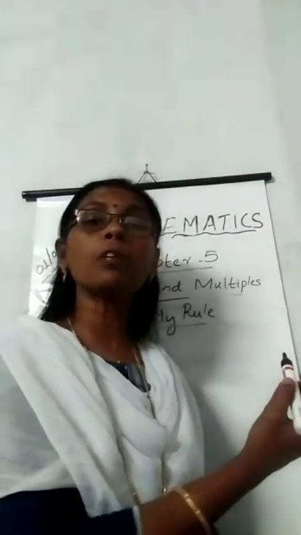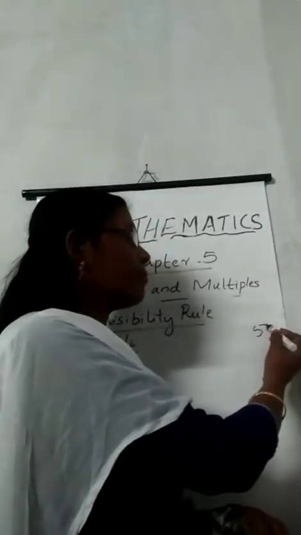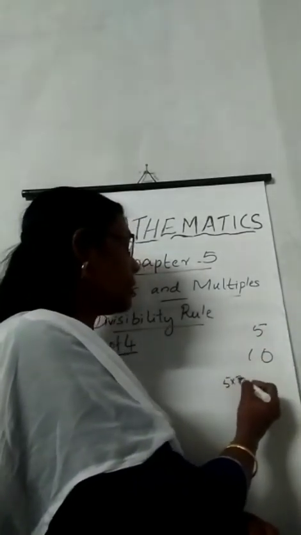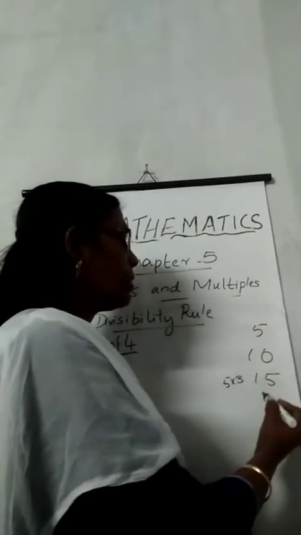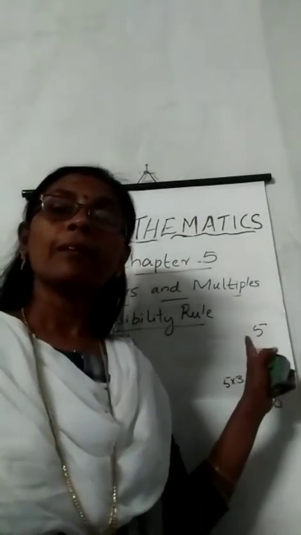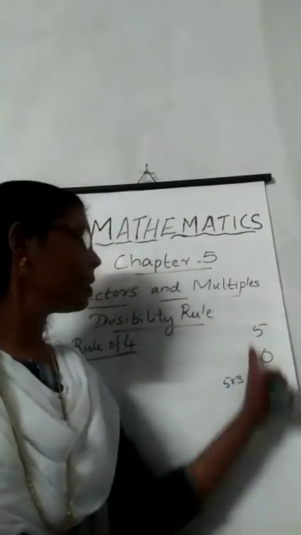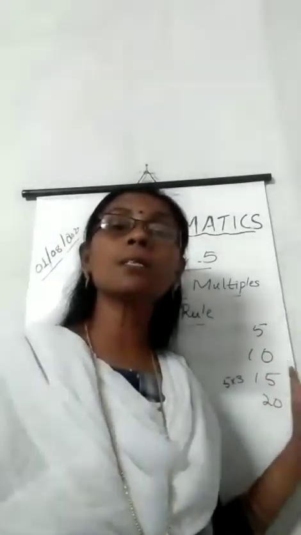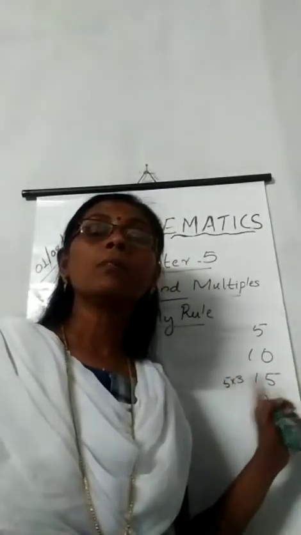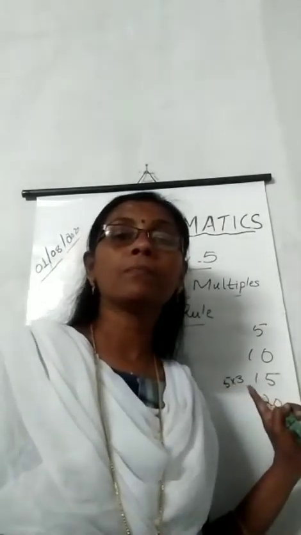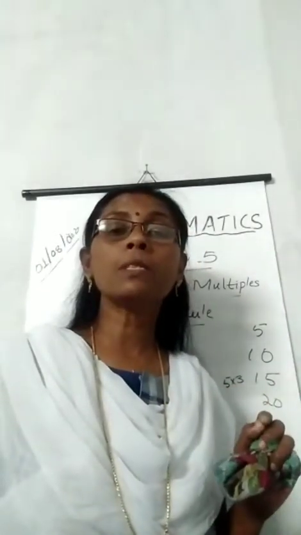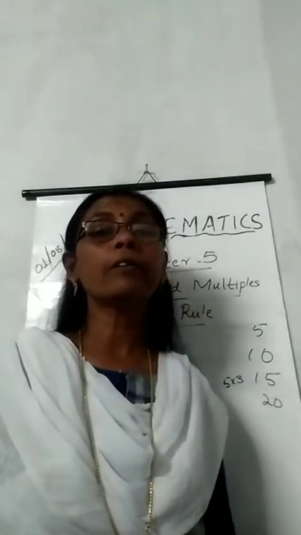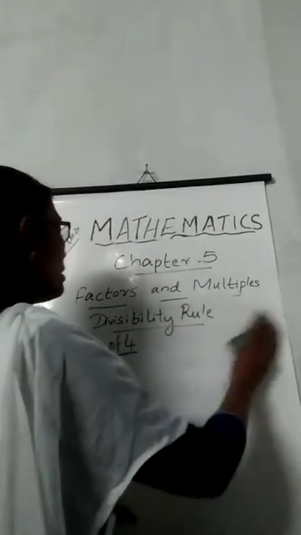In the multiplication table of 5, you can see that 5 ones are 5, 5 twos are 10, 5 threes are 15, 5 fours are 20. What did you see here? Normally, in all these numbers, the digit in the ones place is either 0 or 5 and they have 5 as a factor, right? So, if a number is divisible by 5, then the digit in the ones place should be either 0 or 5.